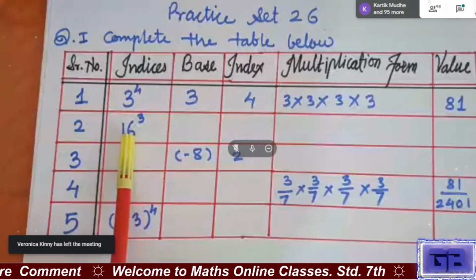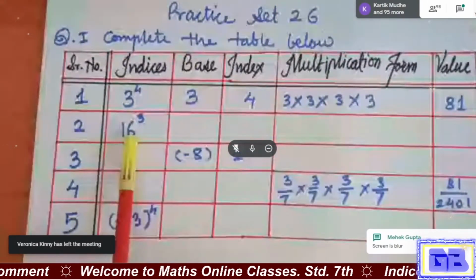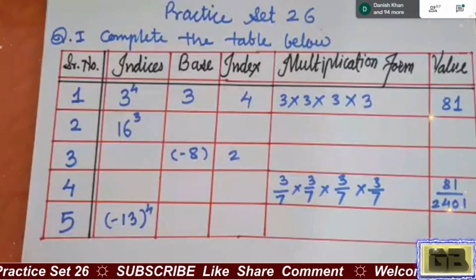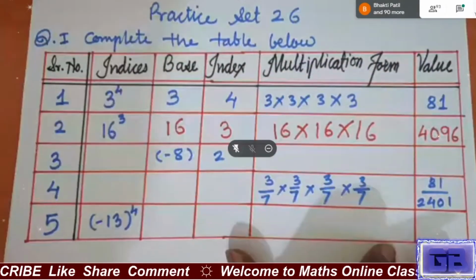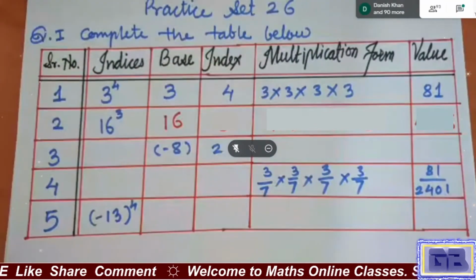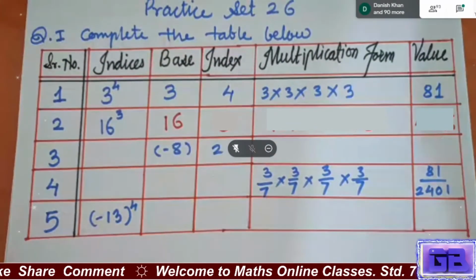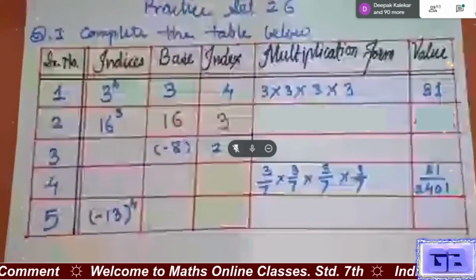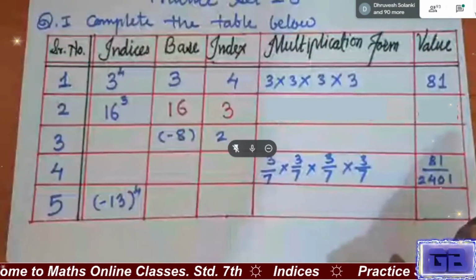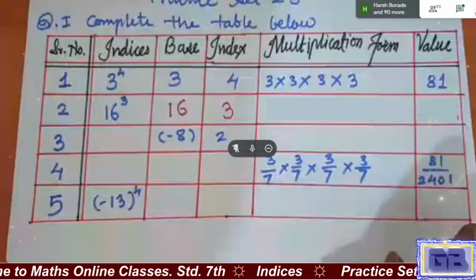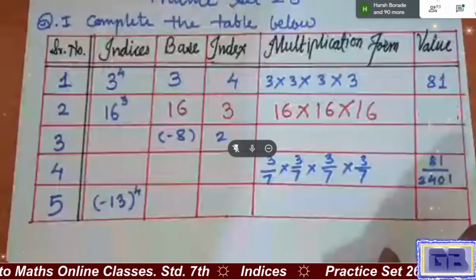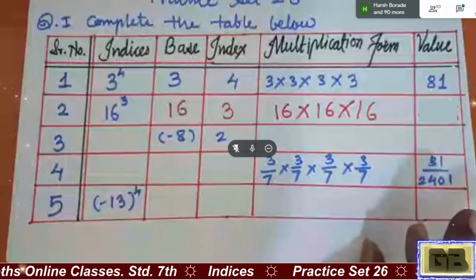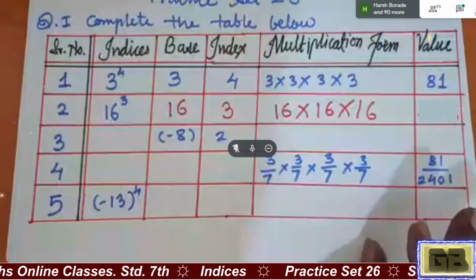Now I will ask someone to read this number. Okay, let me check. Can you tell me what is the base? Okay, 16 we have to write it here. Tell me what is the index of the 16 raised to 3. Yes, 3 is the correct answer. Now tell me multiplication form. 16 into 16 into 16.